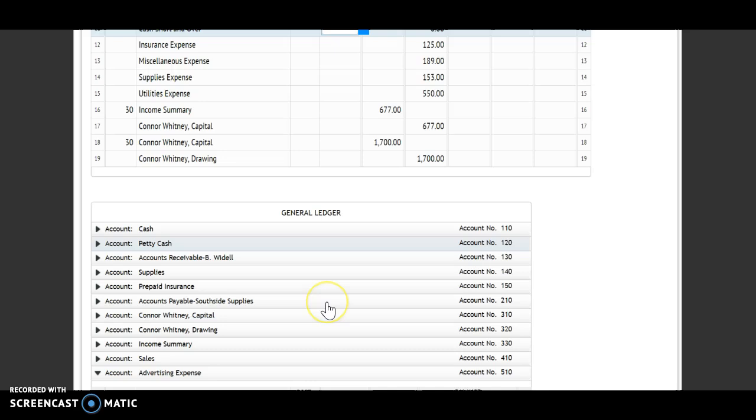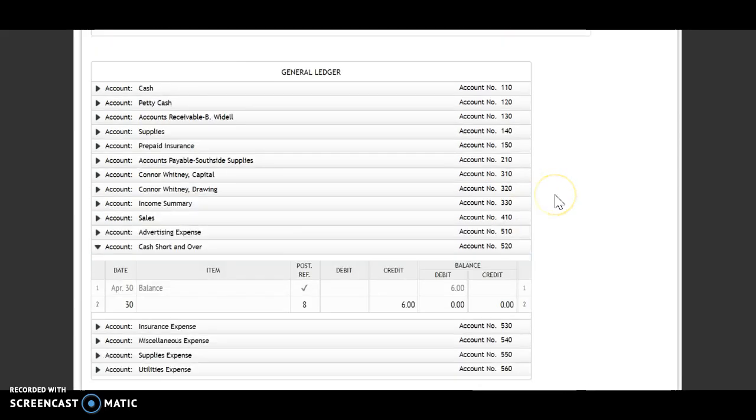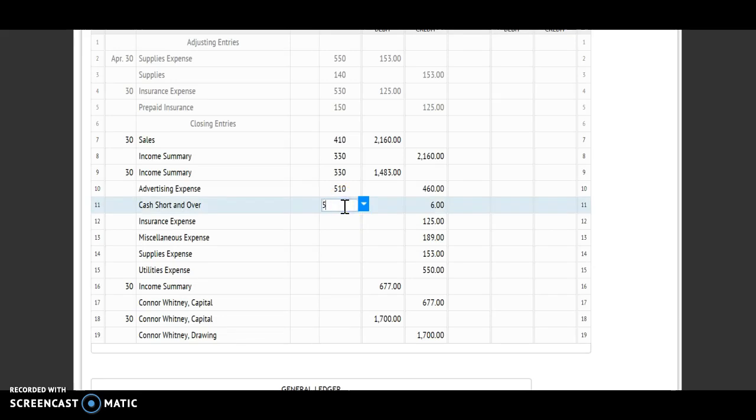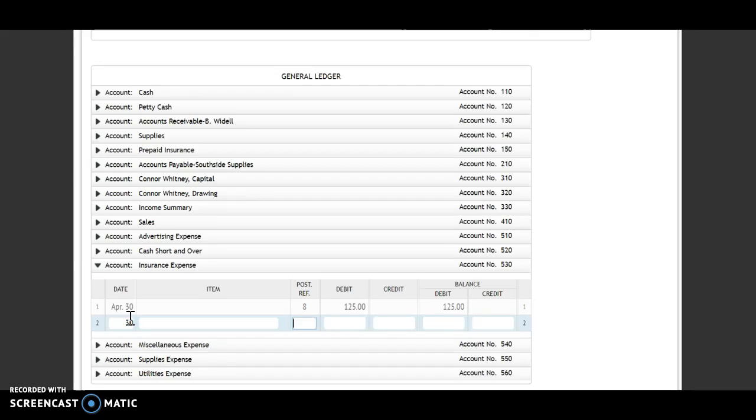Cash short and over. 30th, 8. I'm crediting this one for $6. My new balance is 0. Account number 520 on the journal. Insurance expense. The 30th, page 8. And here I have a credit of $125 and my balance is at 0.